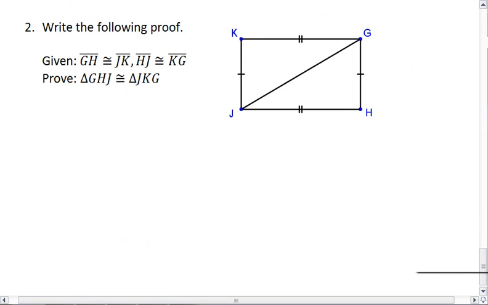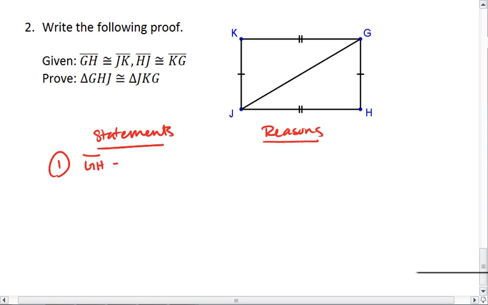Now the proof. We'll set this up as a 2-column proof. As always, our first statement is our givens. And we're given that GH is congruent to JK and that HJ is congruent to KG.